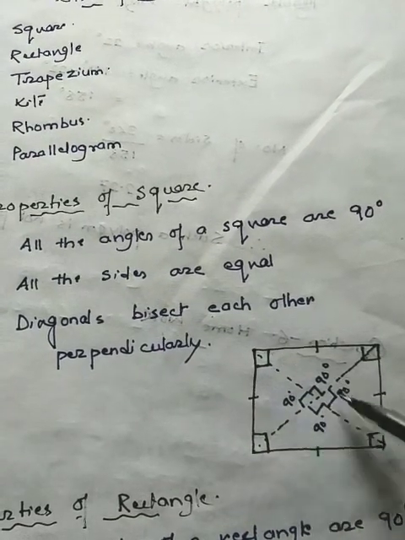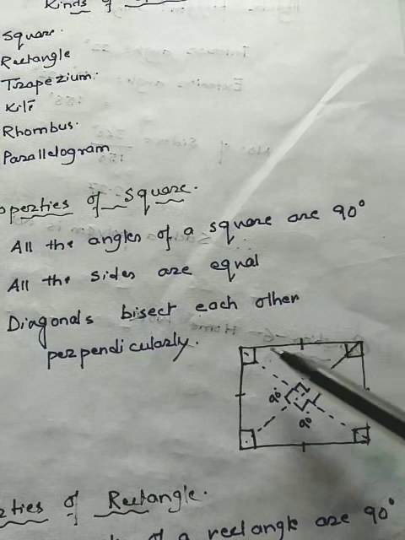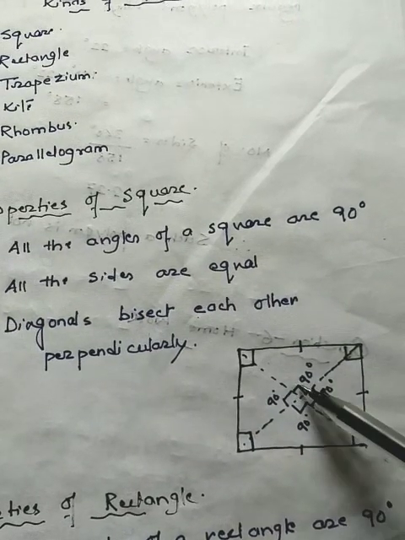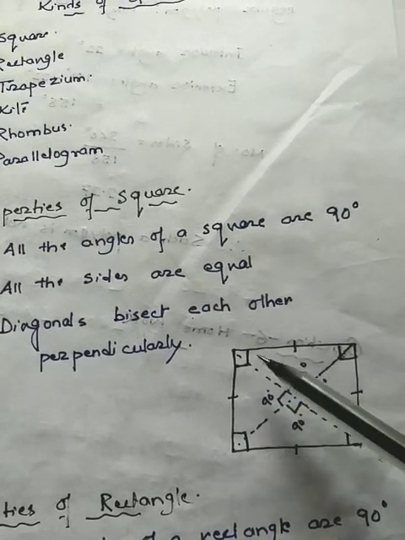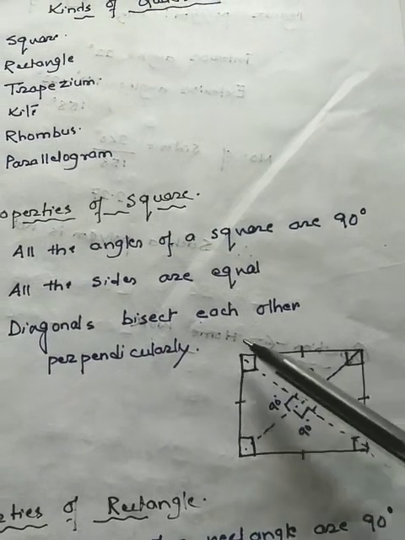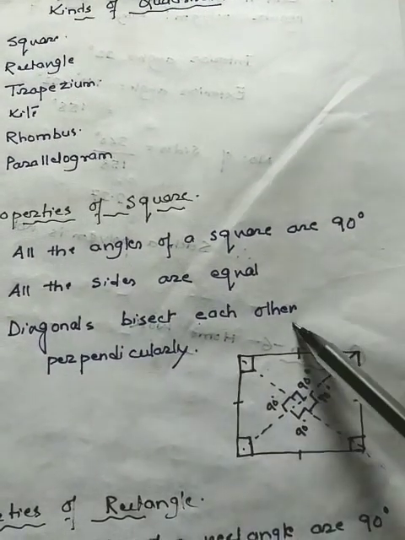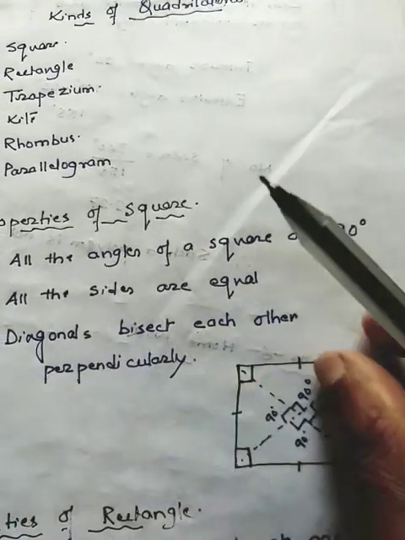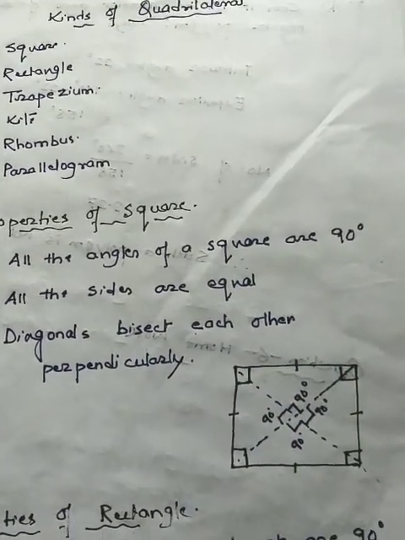Okay, and they bisect also. Suppose this is 4 centimeter, so this will also be 4. So this part will be 2, this part will be 2, this part will be 2, this part will be 2. This is the reason why I am saying they bisect each other. Bisect means dividing into two equal halves.